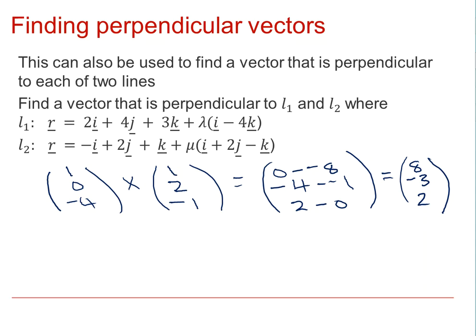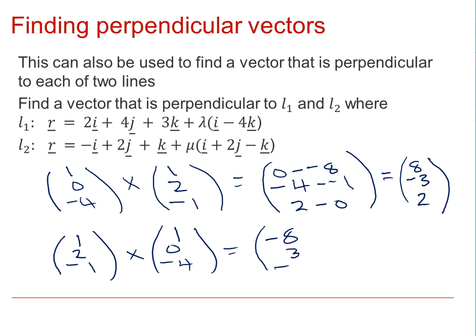Now if we'd put the vectors the other way around, say for example (1, 2, -1) crossed with (1, 0, -4), then we would expect to have (-8, 3, -2) as our result. As we did in the last video, we realised that a cross b equals minus b cross a. But actually these two are of course parallel vectors, they're just multiples of each other, but the multiple in this case is -1.